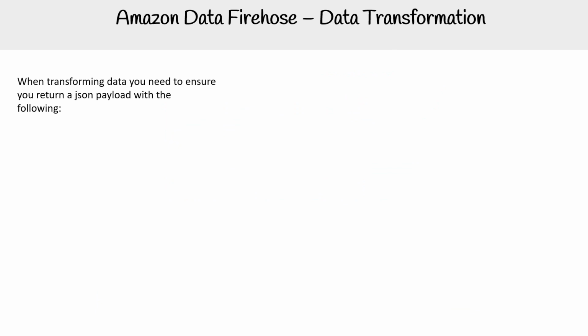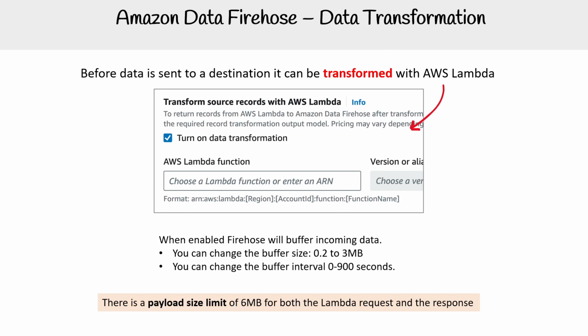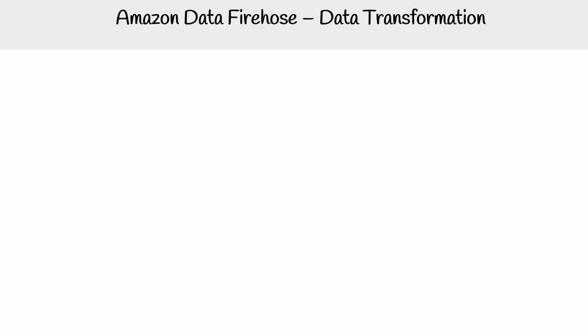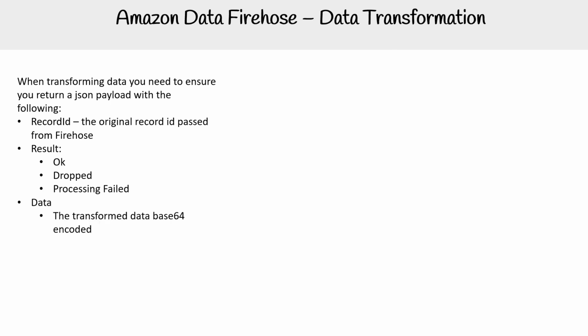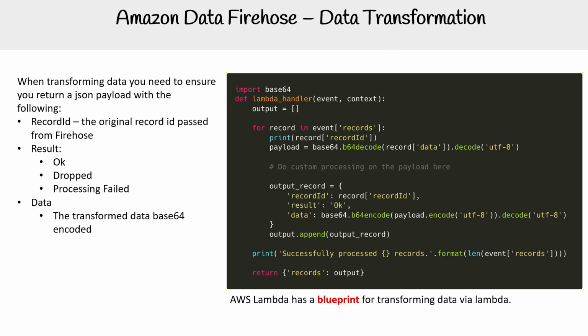You can do data transformation. Sorry, we're still talking about data transformation. When you do data transformation, the JSON payload from the Lambda has to return specific information: the record ID, which Firehose will give you, and you just pass it along. You have to give it a result, so it's either OK, dropped, or processing failed. And then you have to pass the transformed data along, but you have to make sure that it's base64 encoded.